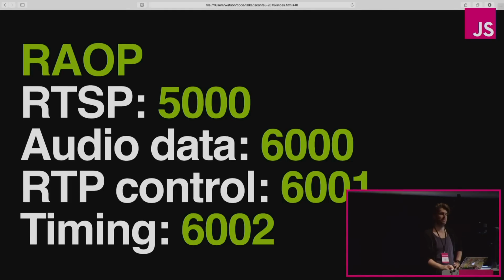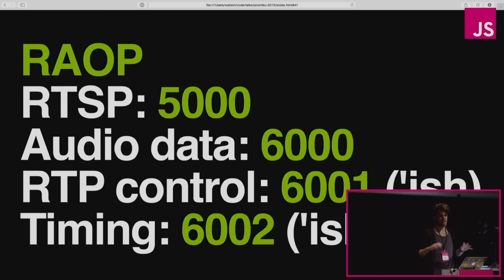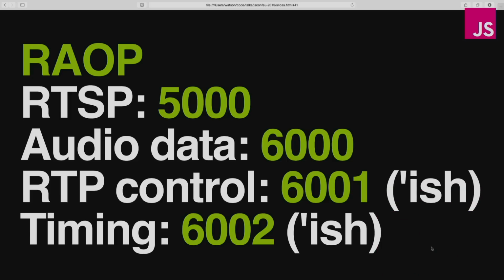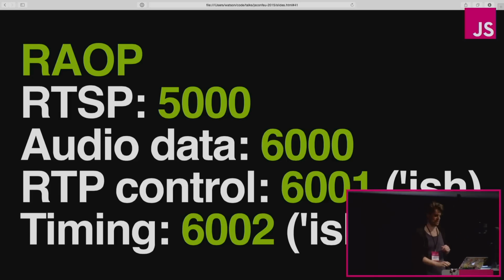That was a lot of theory. But basically, RAOP, the client and server, uses 4 different ports. Some of it is for UDP, some of it is for HTTP, RTSP. And they kind of follow the standards. All of these are backed by RFCs. But Apple, of course, changed the last 2 a little bit, so they don't really follow the RFC.